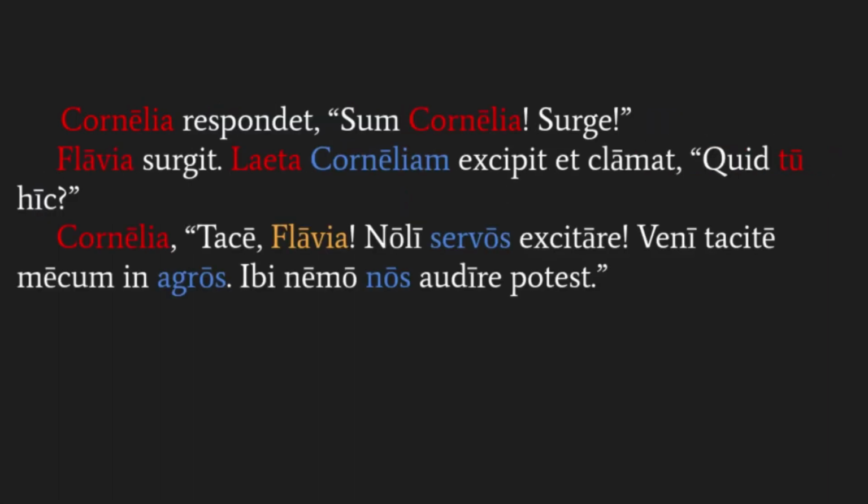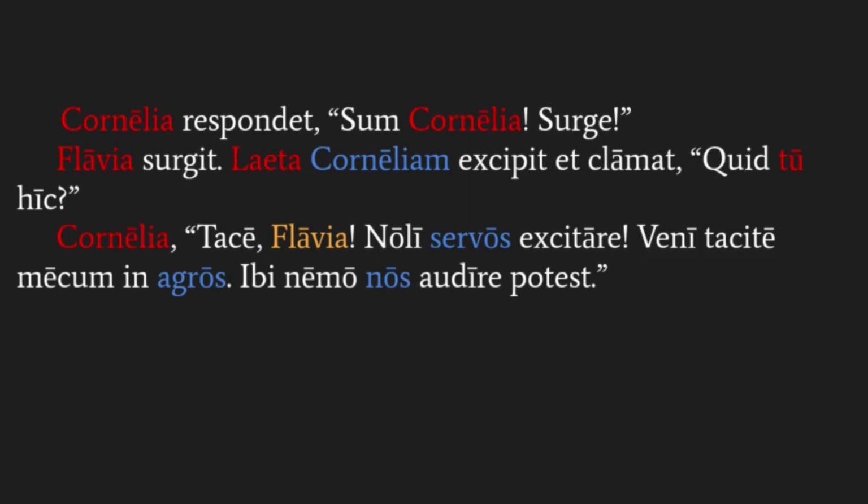Then we continue. You have Cornelia respondet. Sum Cornelia, surge, right? So Cornelia responds. Cornelia responded. Sum Cornelia, I am Cornelia, right? So she says, who are you? I'm Cornelia. Then she gives an imperative command, surge. Surge is the imperative singular, right, of surgere, to get up. So remember, to form the imperative singular, you just drop the re off the infinitive. This is what we call a positive imperative. You're telling someone to do something, right? So surge means get up. Flavia surgit, right? Flavia gets up.